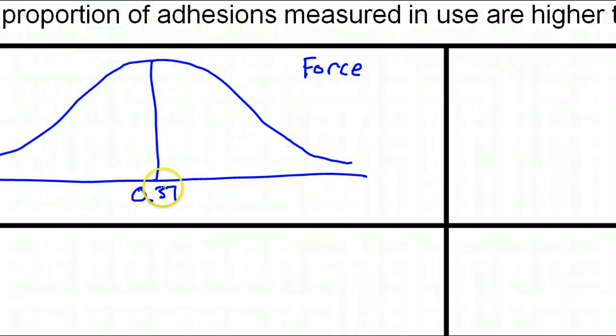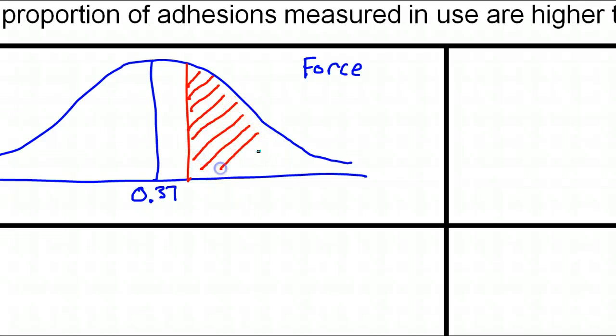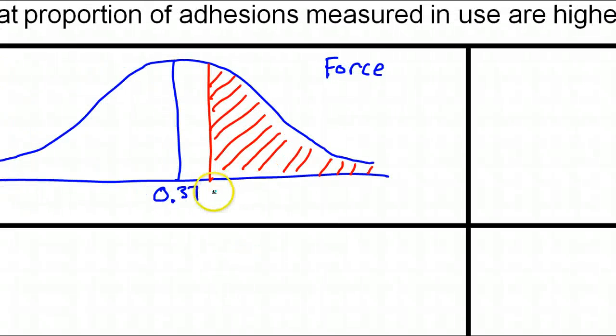So 0.40 is higher than this, so we'll put it over here somewhere. And if we want the adhesions that are higher than this, then I'm going to shade to the right to indicate that. Okay. So we are looking for this percentage right here. Oh, and it said higher than 0.40, so we can write that down. So this is 0.40 right there.